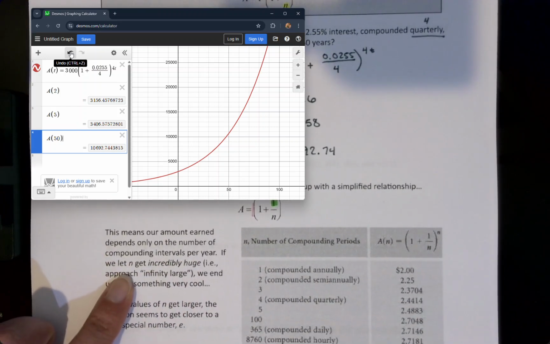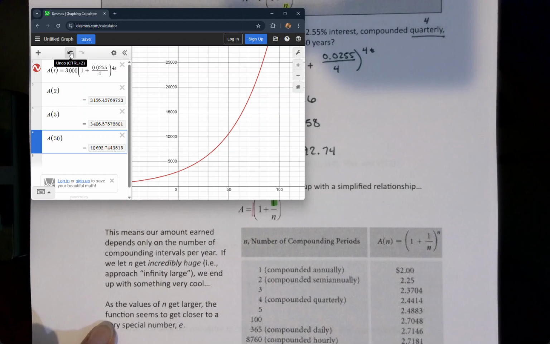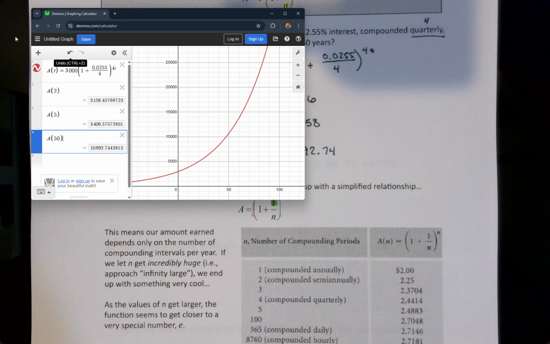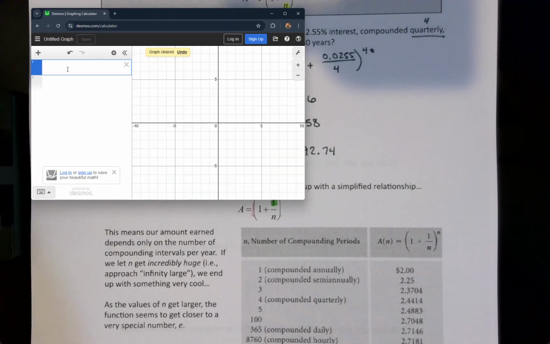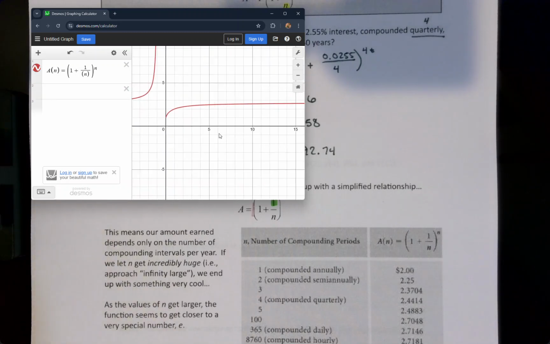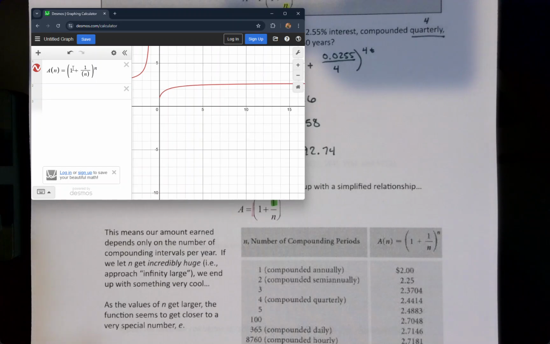So if we allow n to get incredibly large, we can find a pattern for how the number of compoundings is going to affect the amount. So let's do, as a function, a of n equals 1 plus 1 over n to the, oops, I gotta put that on the outside, to the nth. All right, now this function does not look exponential, and that's okay. It's because I've got the variable in the denominator as well. It's part rational.